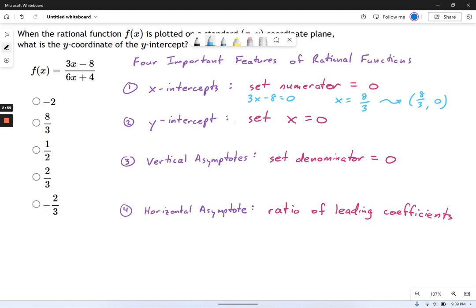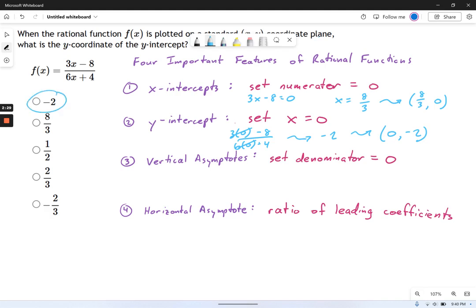For the y-intercept, we set x equal to 0. Well, look what's going to happen here. We get (3 times 0 minus 8) over (6 times 0 plus 4). So these guys go away very easily. And all we get left is -2. Or in other words, a coordinate point, x equals 0, y equals -2. So that's my y-intercept. That's the answer to this problem, for example.